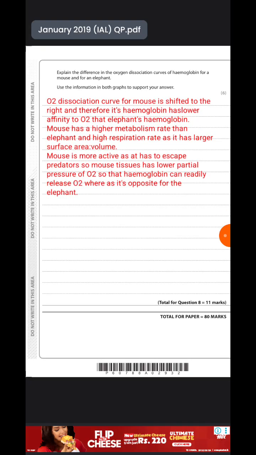If it's shifted to the left, then always the hemoglobin has higher affinity to oxygen. Okay, so that's a point. Mouse has a higher metabolism rate. So here I have mentioned metabolism rate to this.